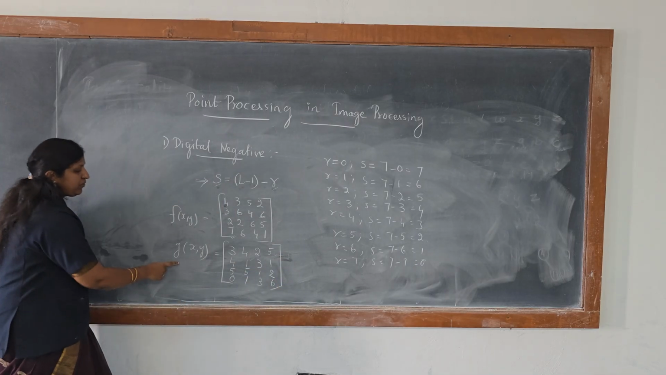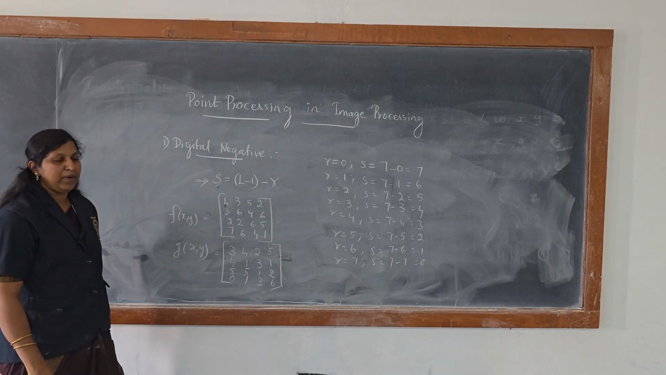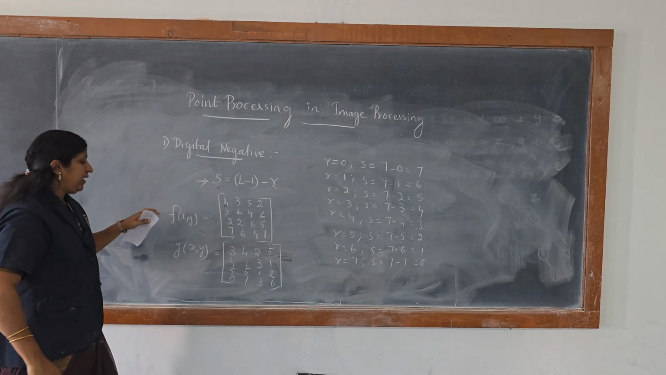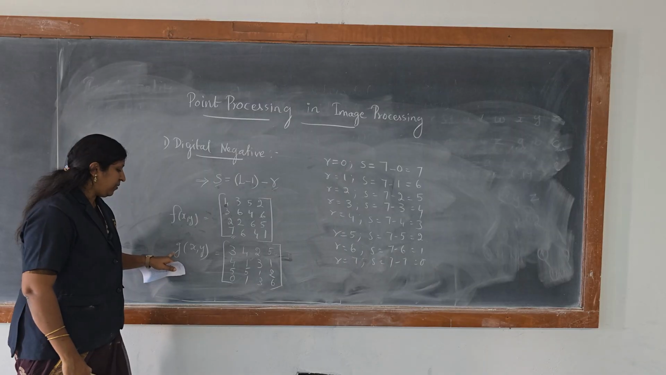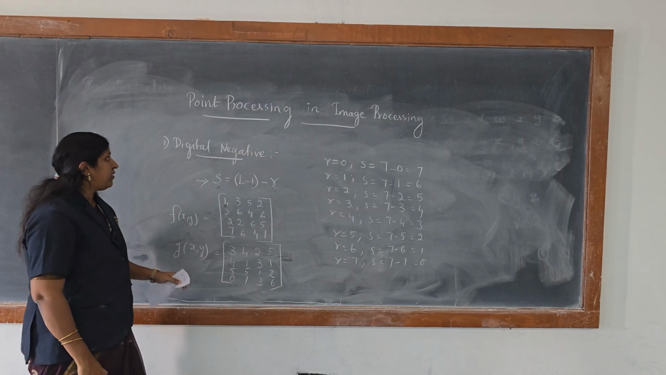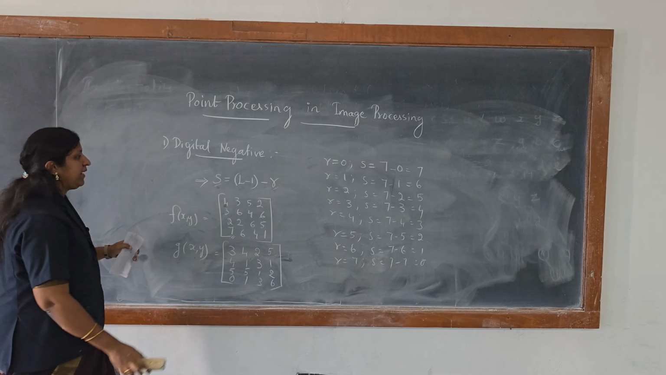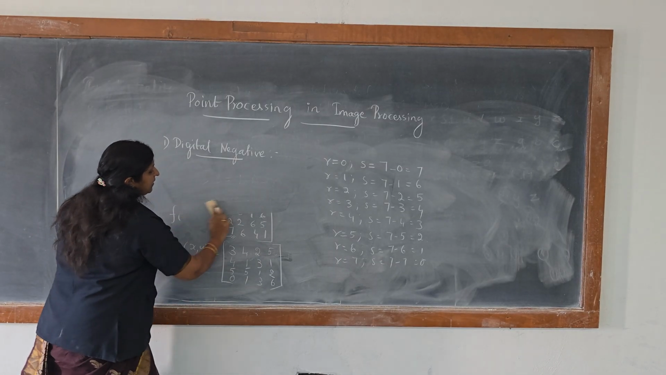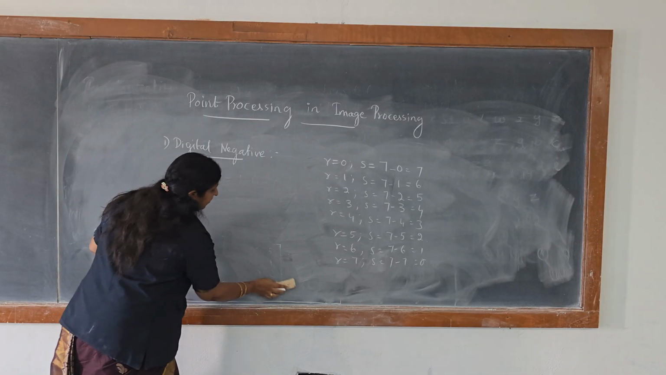Okay, so this is your modified output image. For the input image matrix, we got the transformed output image G of x comma y. So this is about digital negative. Okay, so for your understanding, we can see one more example.